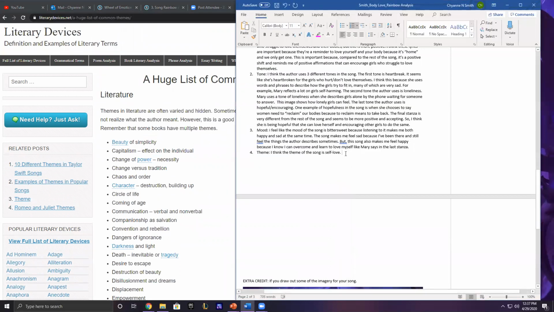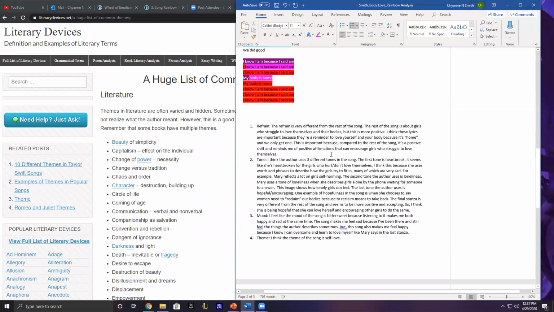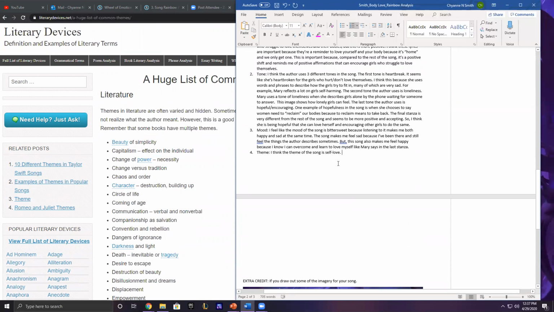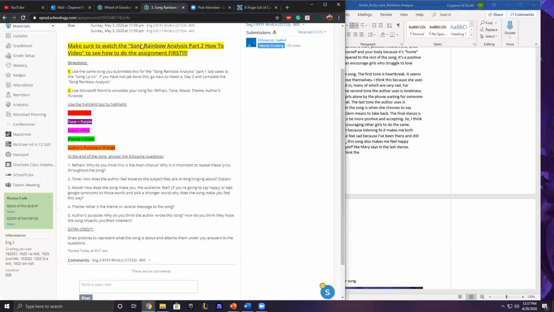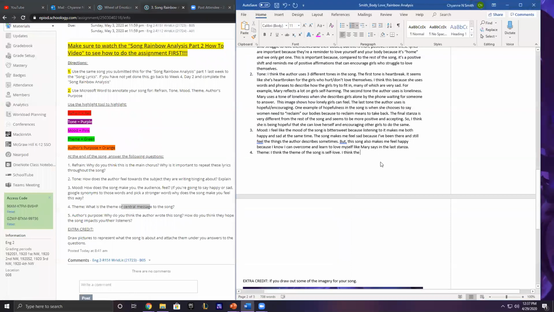In this case, my one word is self-love. So I need to explain why I think this song is about self-love. Well, it's because I think this song is trying to tell you to love yourself. So I'm going to write that down. Let me look at the question so I can steal words from it. I'm going to steal central message. So I think the central message of the song is to love yourself and your body.